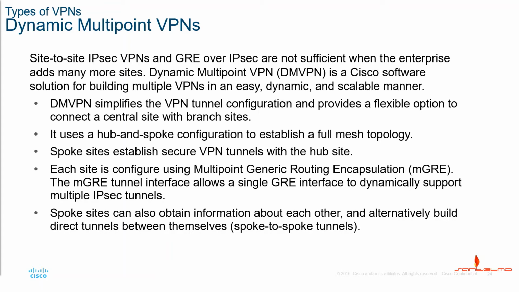Each site is configured using multipoint generic routing encapsulation, or mGRE. The mGRE tunnel interface allows a single GRE interface to dynamically support multiple IPsec tunnels. Therefore, when a new site requires a secure connection, the same configuration on the hub site would support the tunnel, so no additional configuration would be required. Spoke sites can also obtain information about each other and build direct tunnels between themselves. We call these spoke-to-spoke tunnels.